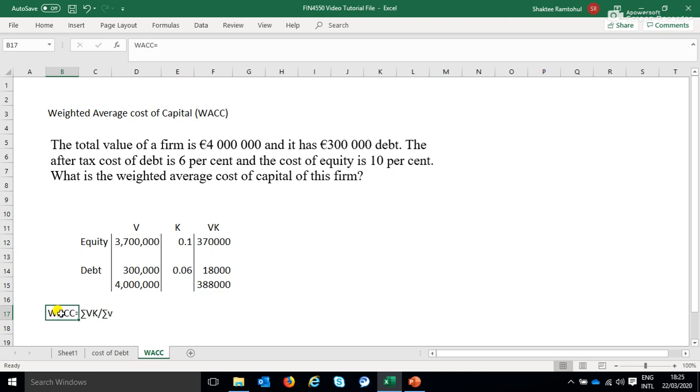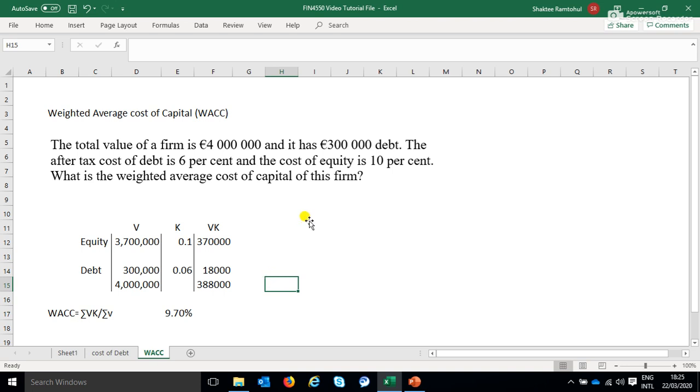And WACC would be determined by this formula here: sum of VK over sum of V. So here it goes. Sum of VK, that's 388,000, divided by sum of V, 4 million. And that gives us a weighted average cost of capital of 9.7%. There you go. That's a simple way of calculating the weighted average cost of capital.